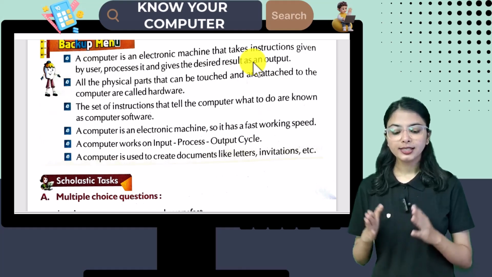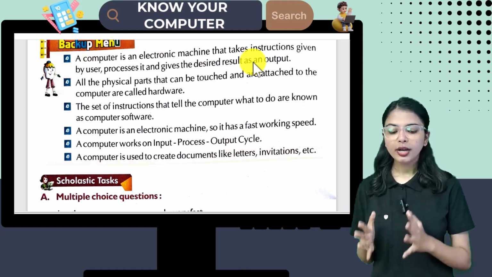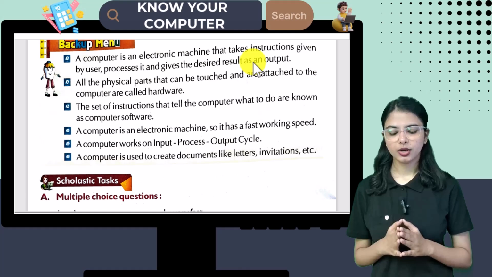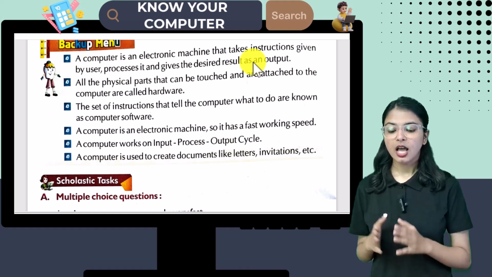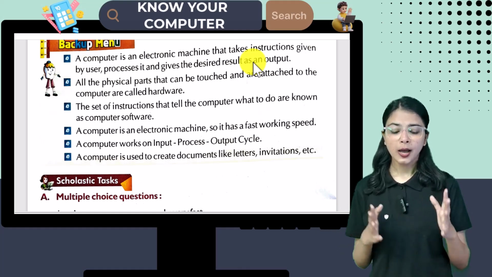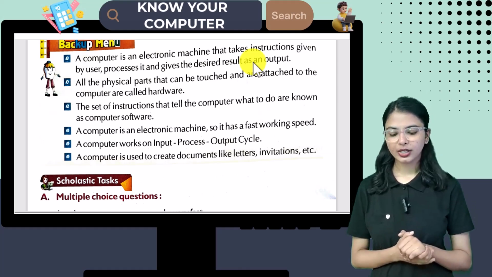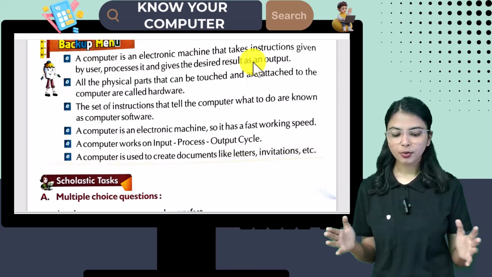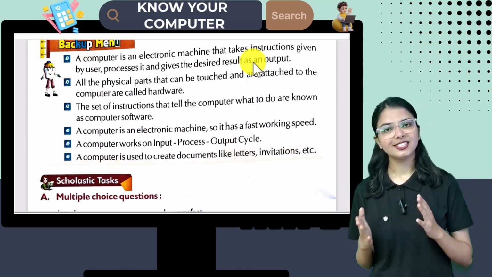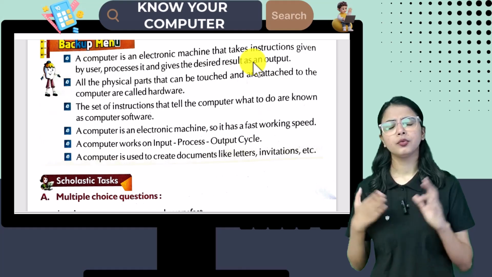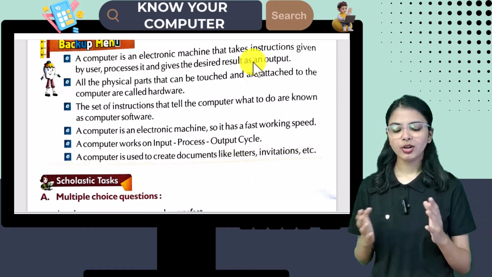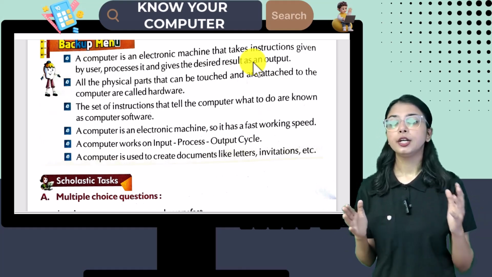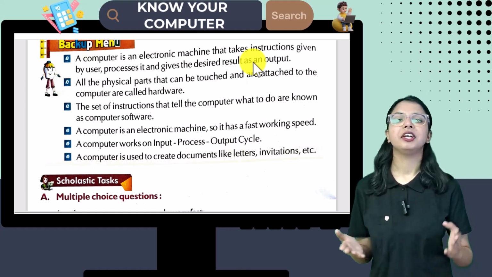A computer is an electronic machine, so it has a fast working speed. A computer works on input, process, output cycle. Okay, students, a computer is used to create documents like letters, invitations, etc. So with the help of computer we can do many things, and one of the things is to create documents like letters, invitations, etc.